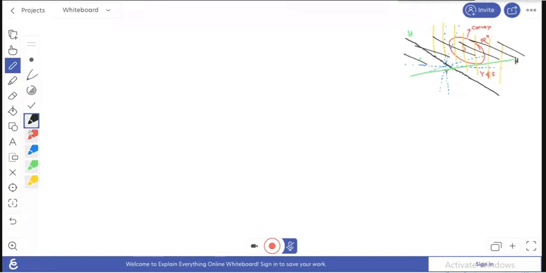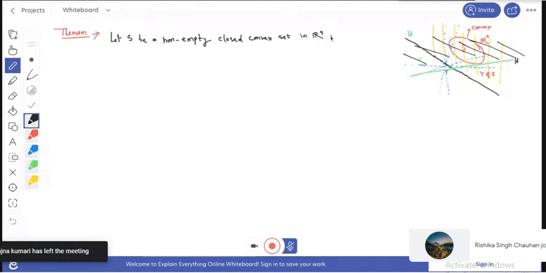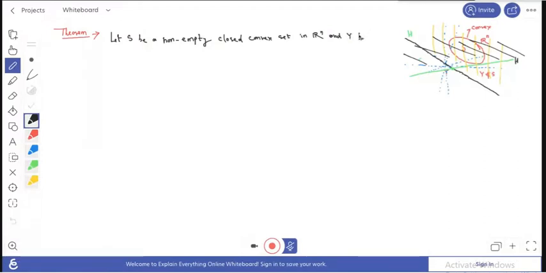So basically our theorem, and the proof of that theorem, depends on a simple lemma, and using that lemma we try to prove the theorem. Here the statement of this theorem says that: let S be a non-empty closed convex set which lies in Rn, and let y be a point which is not in this convex set S.